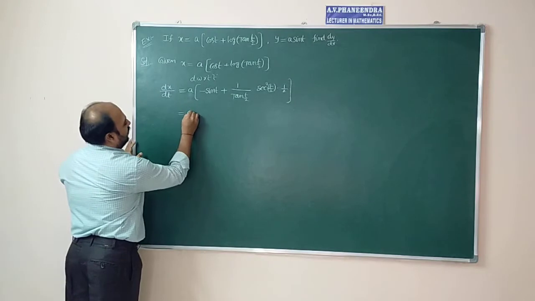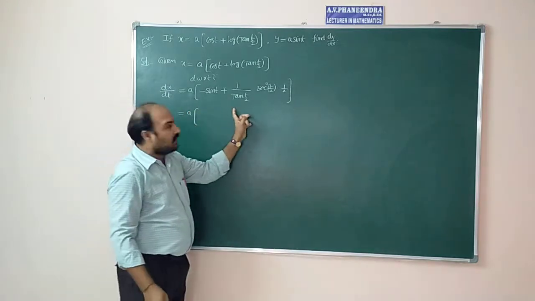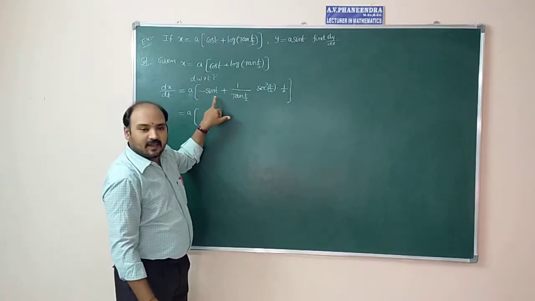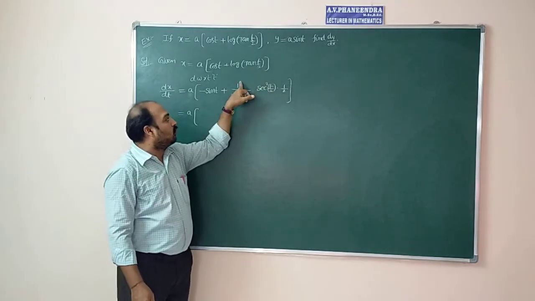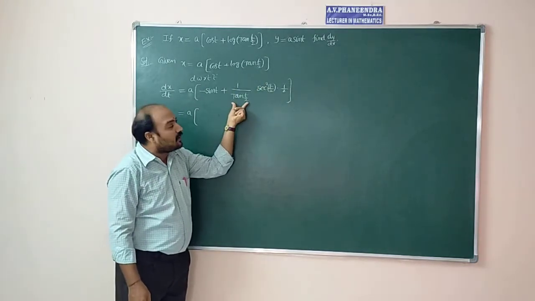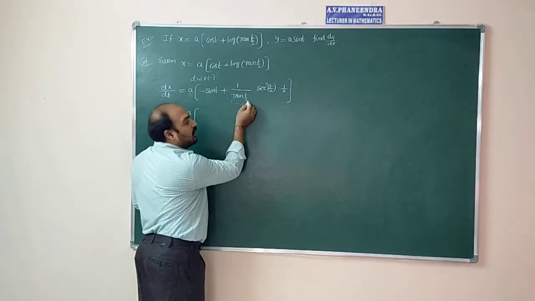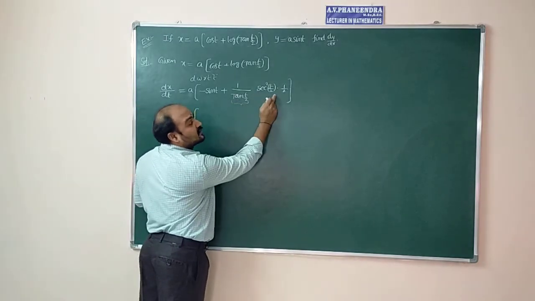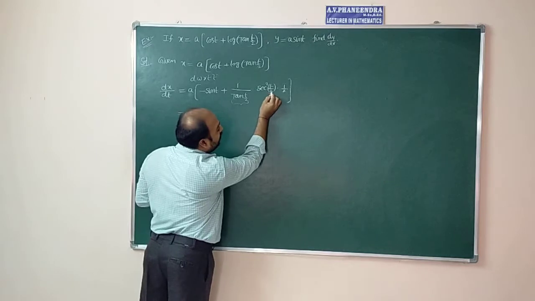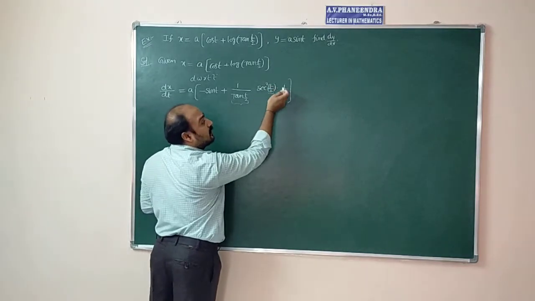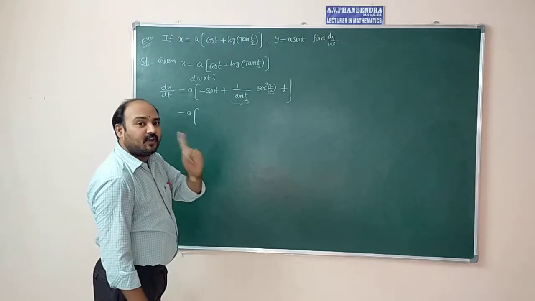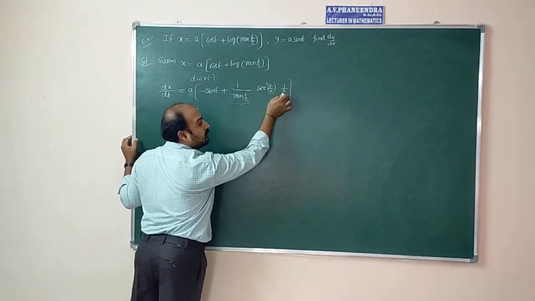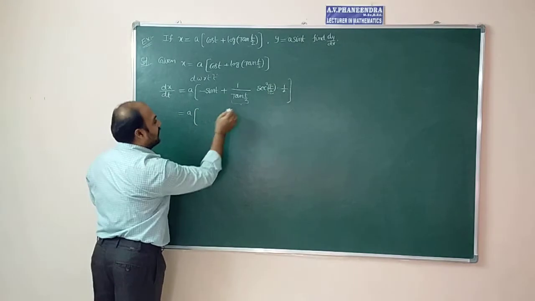Which is equal to a into, one more time I am going to explain. D by dt of cos t is minus sin t plus d by dt of log of tan t by 2, 1 by tan t by 2. Again tan t by 2 have to differentiate. D by dt of tan t by 2 is secant square t by 2. Again t by 2 derivative is 1 by 2, so 1 by 2 constant, t derivative with respect to t, d by dt of t is 1. That's why 1 into 1 by 2. Now simplification.